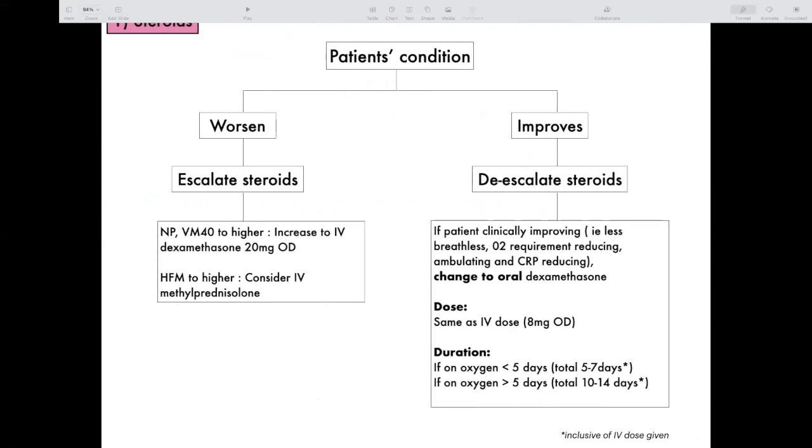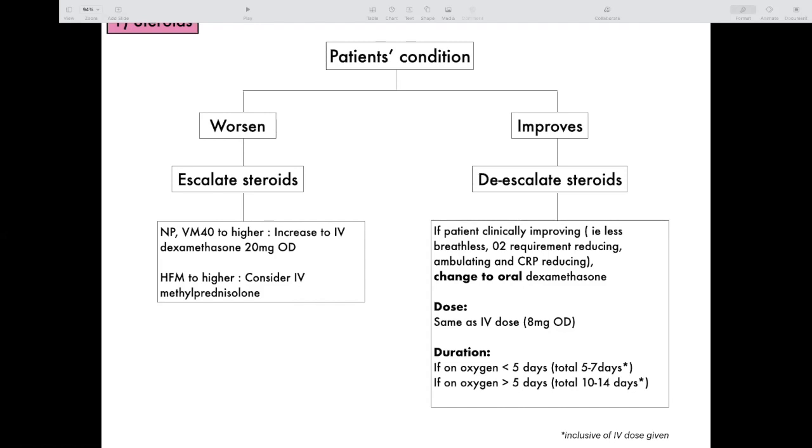If you identify that the patient is worsening, it's on your left side, you should escalate your steroid. So how do you escalate your steroid? If the patient is on nasoprong or Venturi mask 40 or higher, you should increase to IV Dexa 20 mg OD. If the patient is already on high flow mask or higher, you should consider usage of IV Methylpred.